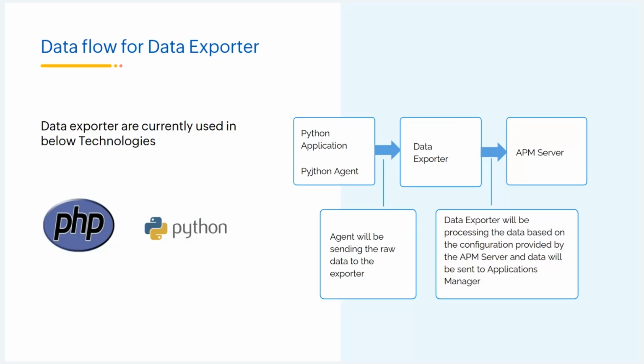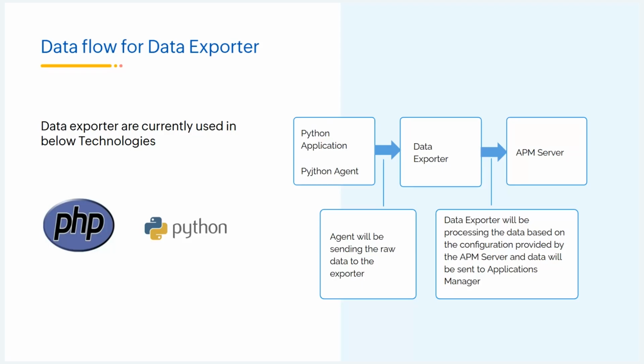This is an overview of the data flow using the data exporter. The data exporter supports agents written in Python and PHP. These agents are responsible for monitoring the applications to capture their metrics and traces. Developers or the IT team integrate the supported agents into their Python or PHP applications. Now these agents will collect the performance metrics, the traces, and other relevant data from the application.